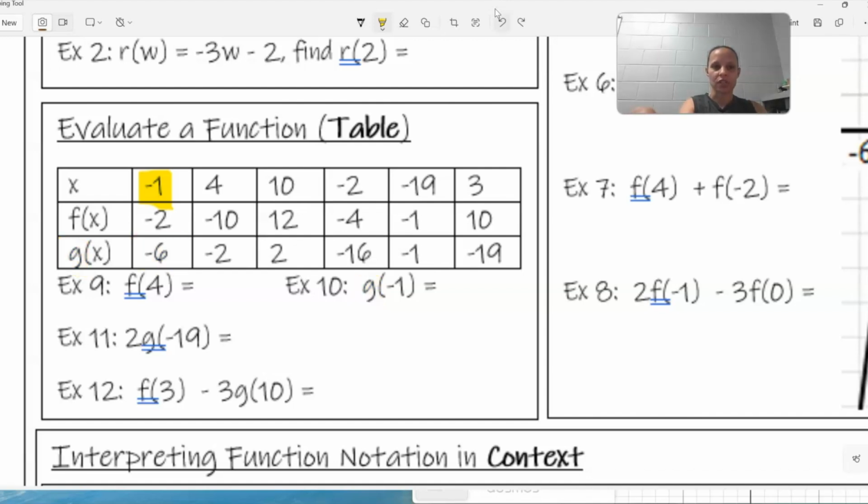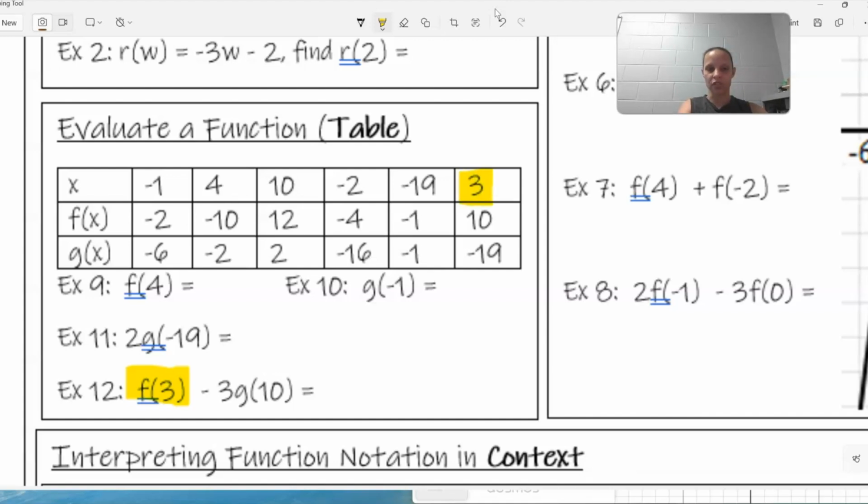All right, let me do one more. Oh, there are some more complicated ones. All right, so I'm going to do example 12, and you're going to do example 11. It's just doing the math with the functions. So we're going to start with this part right here. So that's f of 3. What's my input? 3. So here's 3.